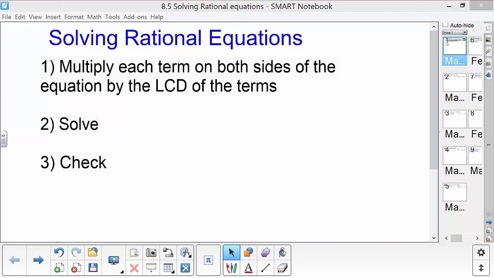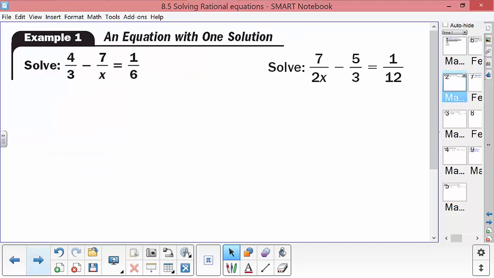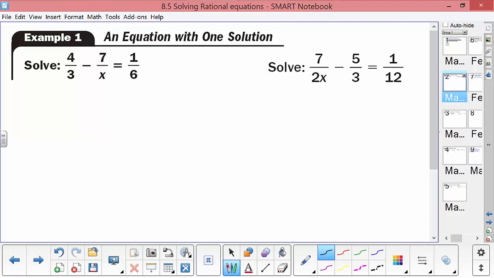Solving rational equations. The three-step process I want you to take is to multiply each term on both sides of the equation by the lowest common denominator. Then you'll solve, and then you can actually check your answer. So with our first question here, we're first going to identify what is the lowest common denominator.